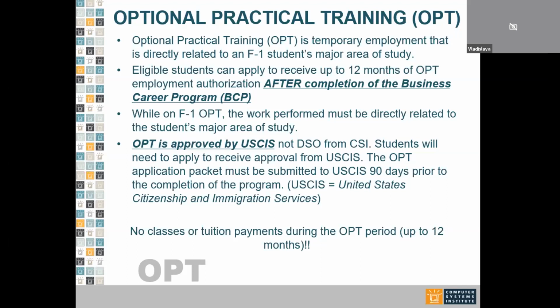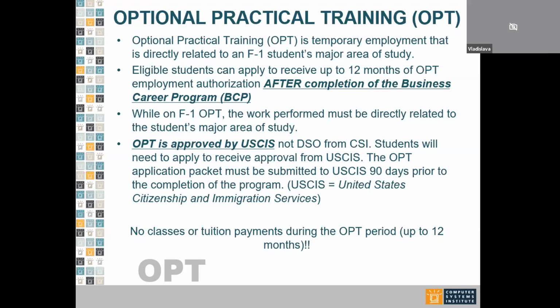Optional practical training is different from CPT. Optional practical training is temporary employment which is directly related to a program of study, and you are eligible to apply for OPT after the program completion. While with CPT, you may have training during the program. That's the whole difference. Also, CPT employment is reviewed and approved by the school internally. Even if we authorize it in CVS, there is no direct USCIS involvement in this case.